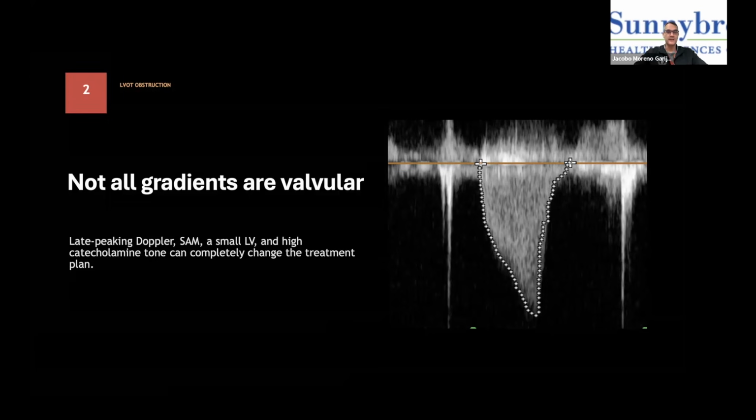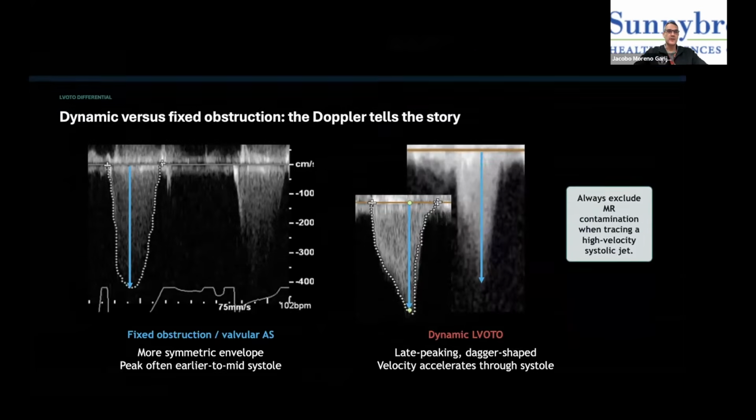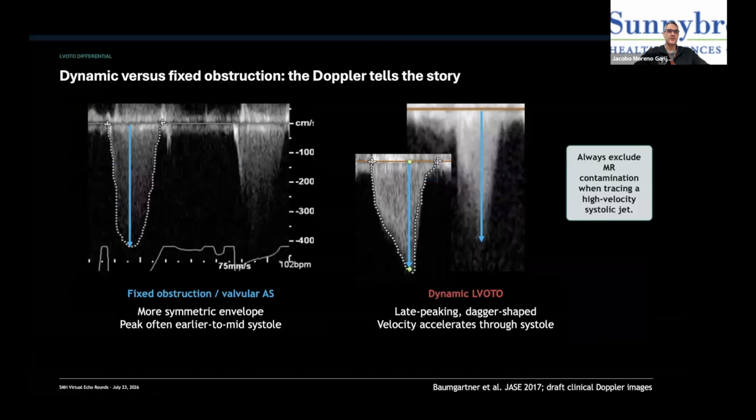So when we talk about LVOT obstruction, I think the first thing is to try to differentiate this from your standard aortic stenosis patient. When you have valvular aortic stenosis, you're going to have a fixed obstruction. There is going to be a delayed acceleration time. It's going to be a more symmetric envelope. The peak is often early to mid systole.